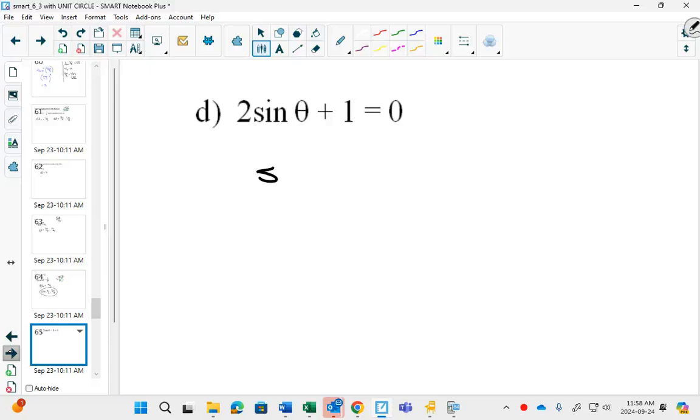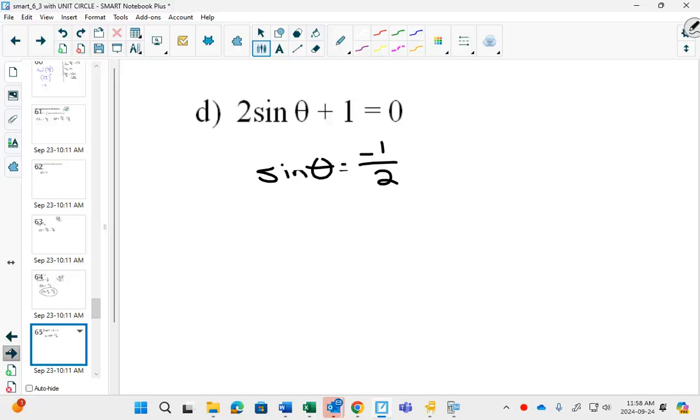How hard would it be to get sine theta by itself? You'd have to move the 1 over and divide by 2. So are you okay to do that now in grade 12? We can do that in one step, I think. We could just write down -1 over 2. Okay? What family? This is where it's nice.